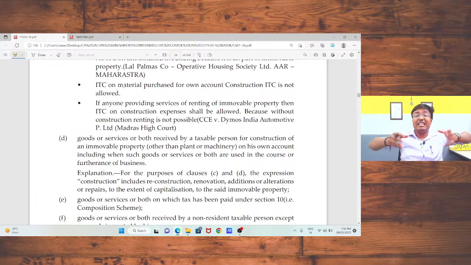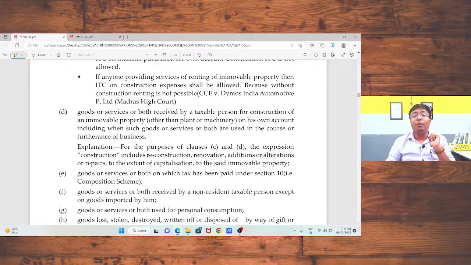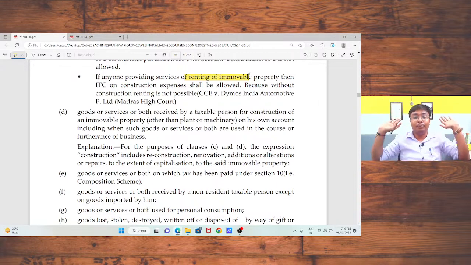If you are going to purchase material on your own account, construction input is not allowed. This is a basic concept. If anyone is providing services of renting of immovable property, that means I have constructed one building and I am going to give that building on rent, in that case, input tax credit on that construction is allowed, because on rent income I need to pay the tax. So this is the basic concept: where you are going to pay the output tax, in that case, you are eligible to take the input tax credit.